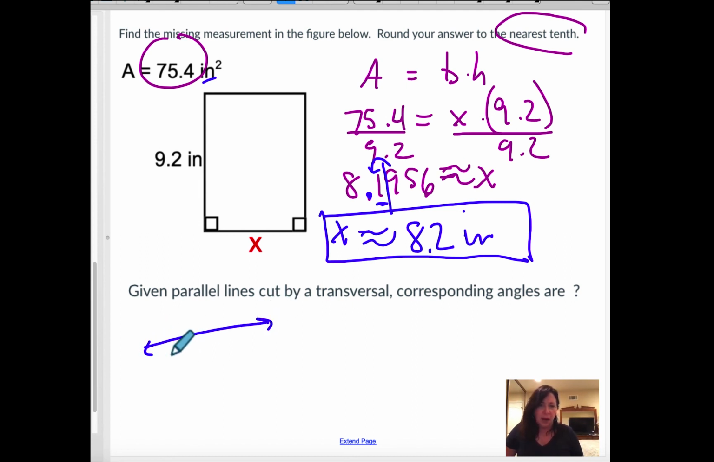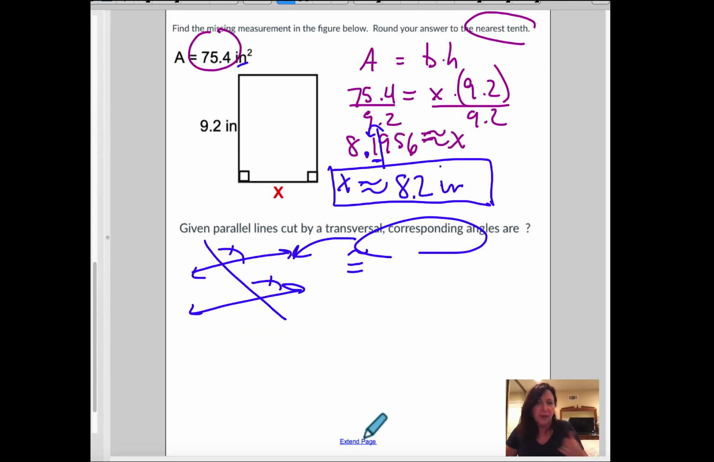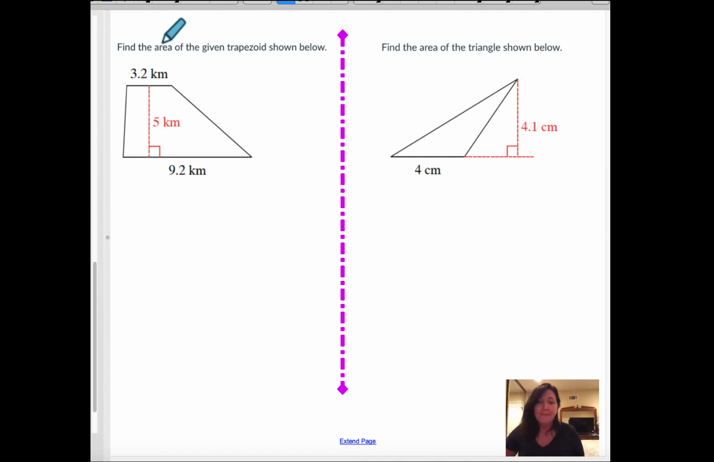Given parallel lines, here are my parallel lines cut by a transversal. What are my corresponding angles? They are congruent. Corresponding angles are congruent. Do not get corresponding angles confused with complementary angles. So many people get that confused. Complementary angles are two angles that add up to 90. Corresponding angles are congruent because they are formed from parallel lines.